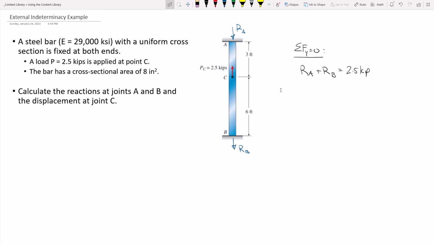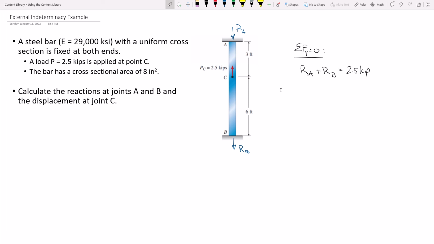I propose that there's one additional reaction, or specifically one redundant reaction. I could delete RB from the problem altogether, and the problem is still in static equilibrium. I've got one more reaction than I really need. So I am going to treat one of those as redundant. And what makes the problem a little quirky is that I could treat either one as the redundant and still get the same answer.